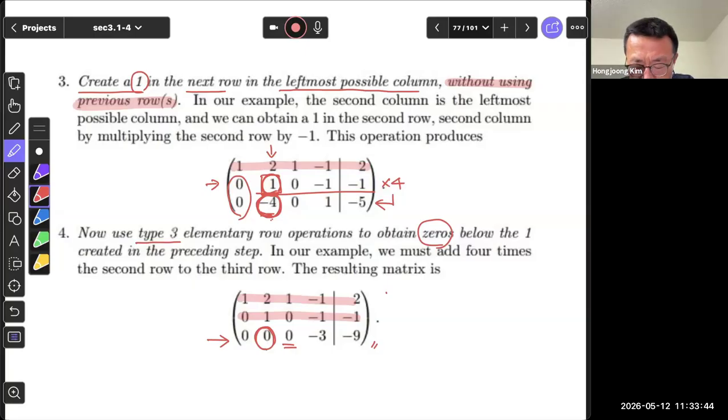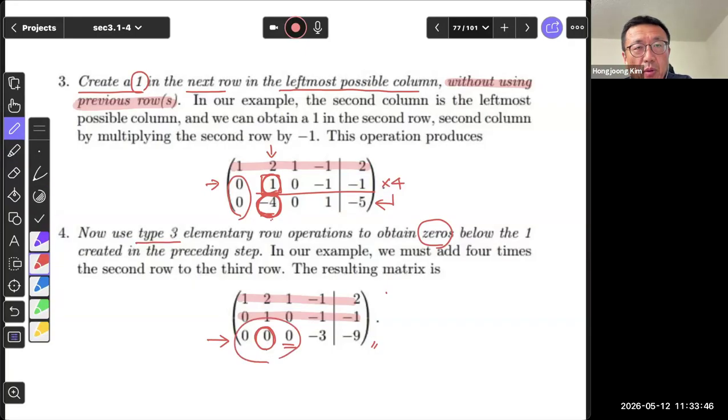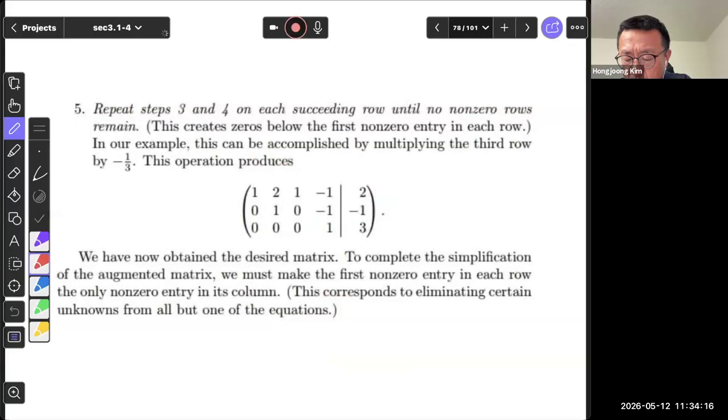In this case, the first three columns are all zeros. So the next non-zero leftmost column will be the fourth column. The next row is the third row. So I want to have 1 in the third row, fourth column. How can I do that? You can multiply -1/3 to this third row. Then your third row becomes this.